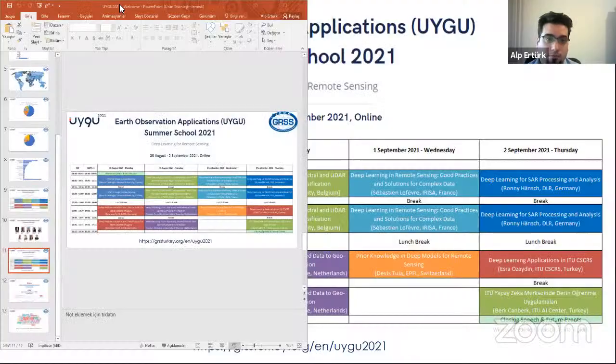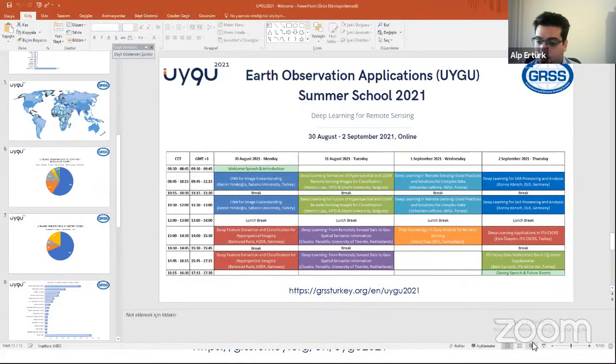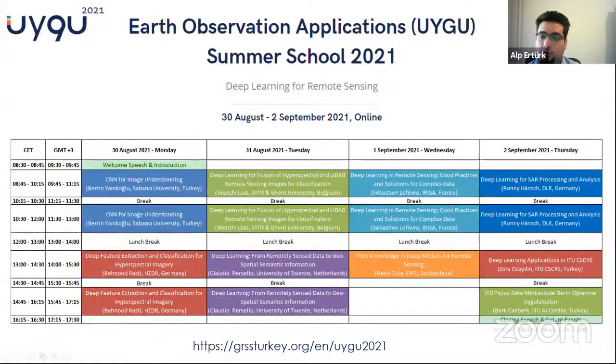Let me show the technical program. Tomorrow morning, we have the lecture Deep Learning for Fusion of Hyperspectral and LiDAR Remote Sensing Images for Classification, which will be given by Wenzhi Liao from Ghent University, Belgium. And in the afternoon, we have the lecture Deep Learning from Remotely Sensed Data to Geospatial Semantic Information, which will be given by Claudio Persello from the University of Twente, Netherlands.